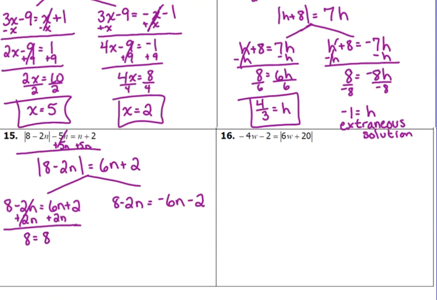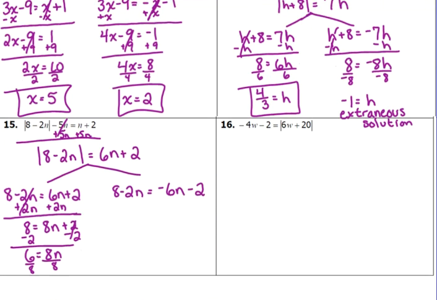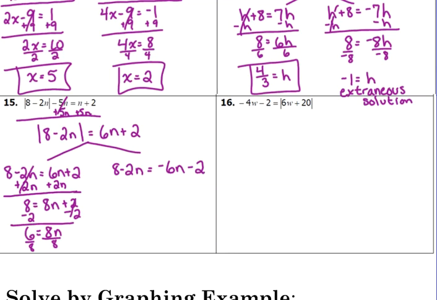8 is equal to 8n plus 2. So then we subtract the 2. 6 is equal to 8n. Divide by 8. 3 over 4 is equal to n.